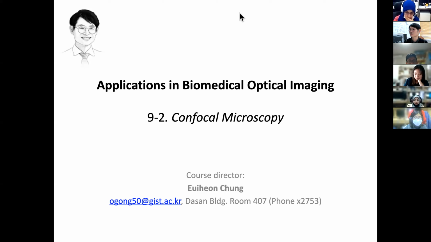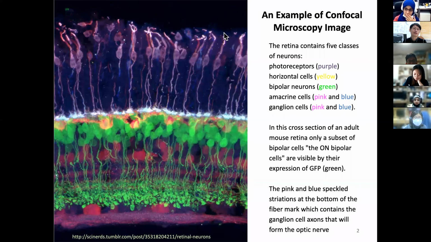So let's get into the detail of confocal. I first bring a picture of what you can do with a confocal microscope. Here's a beautiful image of a retinal cross-section. And this beautiful color is used for distinguishing cells. There are photoreceptors in purple, horizontal cells in yellow, and bipolar neurons in green. Bipolar means there's a cell body and two extensions coming out. And amacrine cells in pink and blue, and ganglion cells.